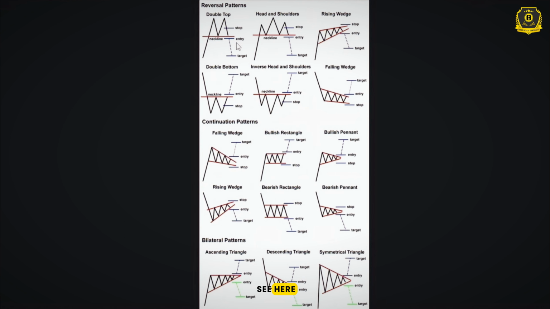As we can see here, this is the neckline. What is the neckline? Entry. How can I take the entry, and at what time? Where should I put my stop loss, and what will be the target? These are all things we have to understand very clearly, otherwise it will never work and I cannot win the trade. So this is the double top pattern.